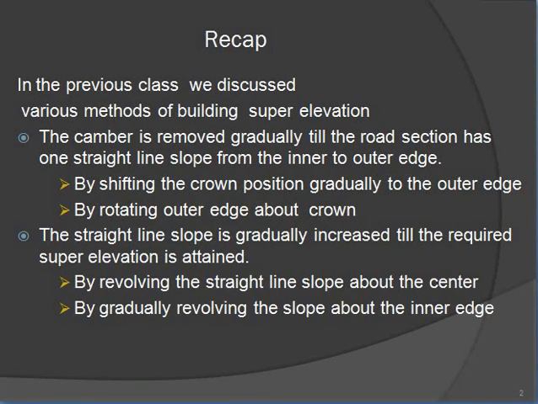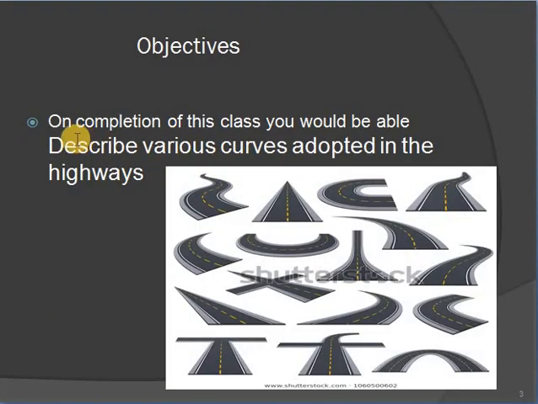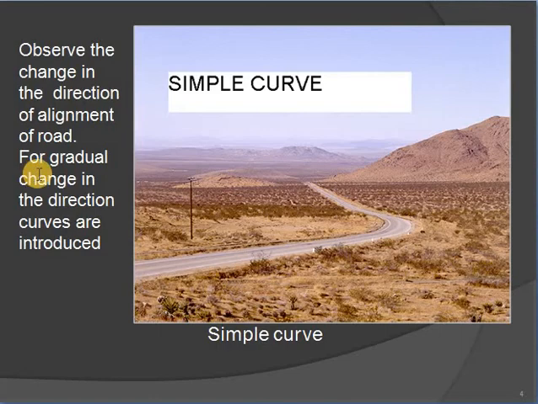Now we are going to discuss the objectives. On completion of this class, we will be able to describe various curves adopted in highways. This is an example image you can see. So we are going to learn about curves. Observe the change in the direction of alignment of the road. For a gradual change in direction, curves are introduced. This is a simple curve you can see here, just going from a straight line.